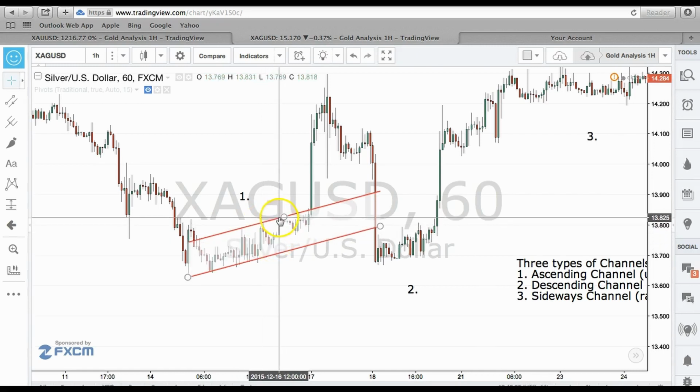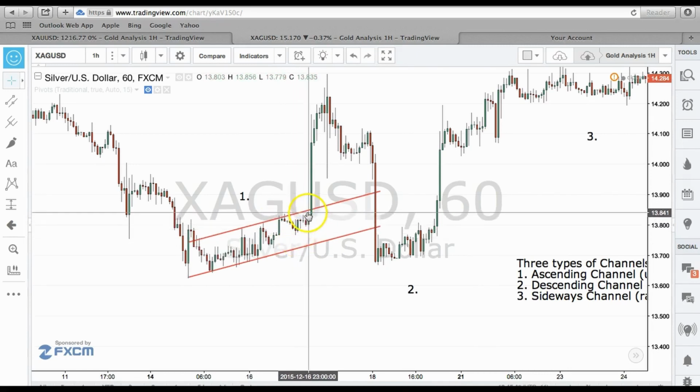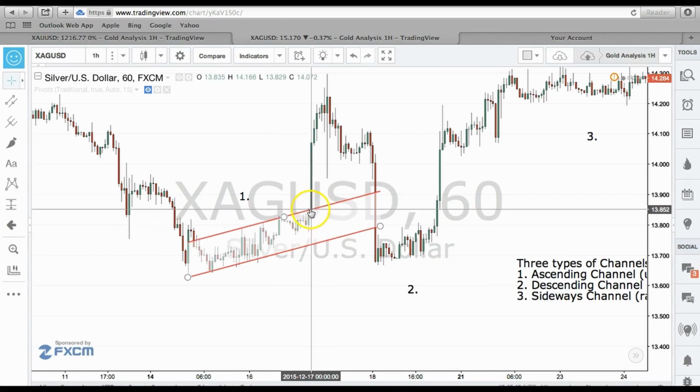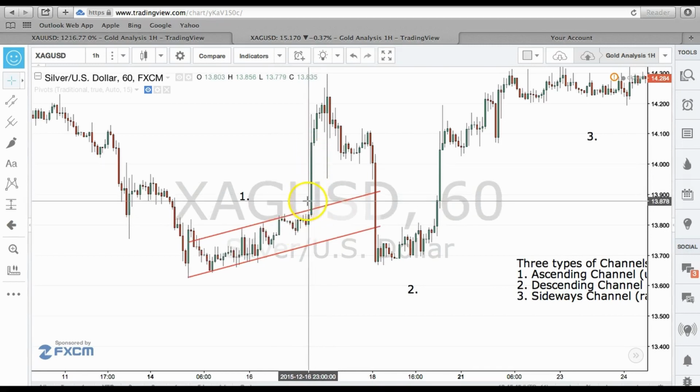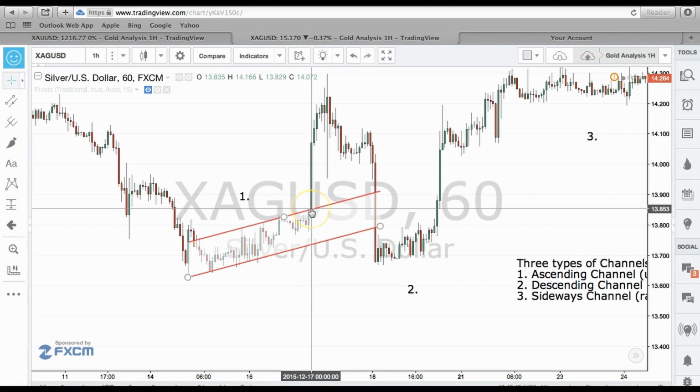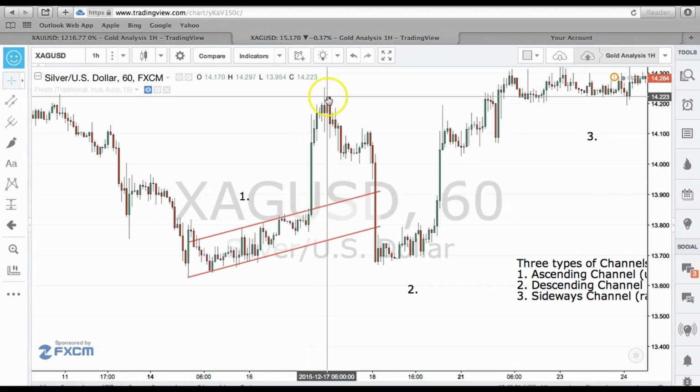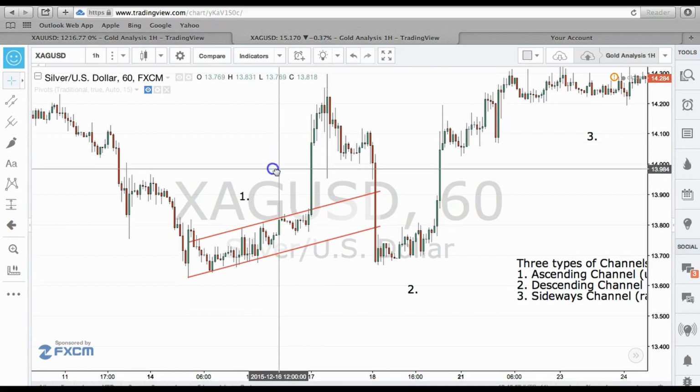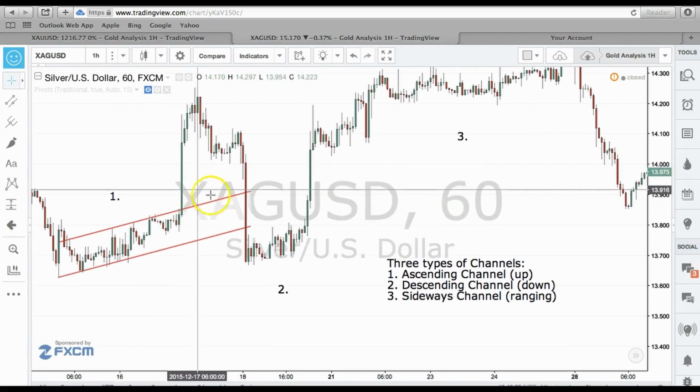Right here, it wicks off the top of our channel, comes down, and then right here is where we actually catch a breakout, a major breakout. And price goes all the way from 13,853 to about 14,223. So that would have been the first channel.